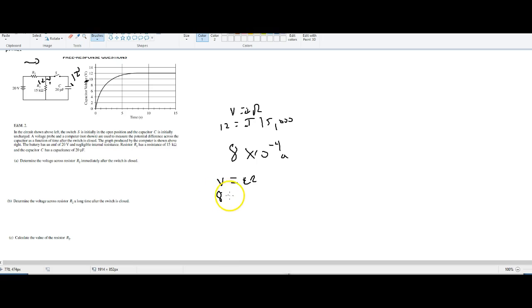I get 8 equals 8 times 10 to the negative 4th times R, and I get that R has to be 8 divided by the answer to the previous one. So it's going to give me 10,000 ohms, or 10 kilo ohms. So that's the first way I would think about doing that problem.